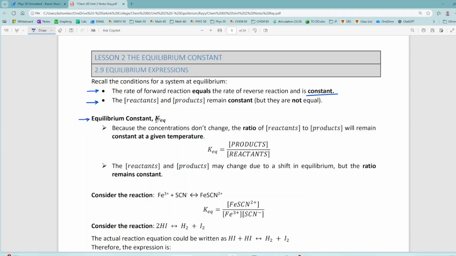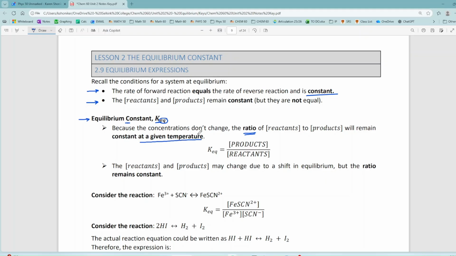constant. It's given with the letter K for constant, because you know everything makes sense. And then we have this subscript, which is our identifier. So this is K, which is our constant of equilibrium. So again, like I was stating before, because the concentrations don't change, we can say that the ratio of the reactants to products will remain constant, and this is all at a given temperature.